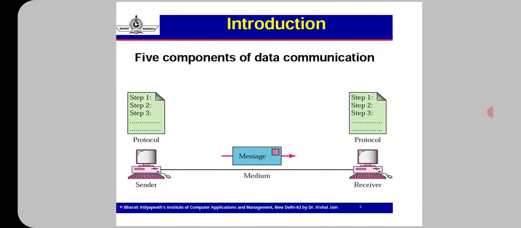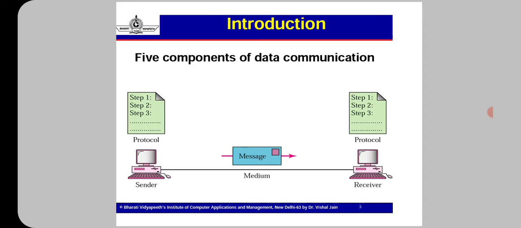So, five components of data communications. Generally, in data communications and networks, five components are used. First one is sender, second one is receiver, third one is medium, physical medium or communication media used. Fourth one is messages or packets. Fifth one is protocol. So these are the five important components of a data communication.